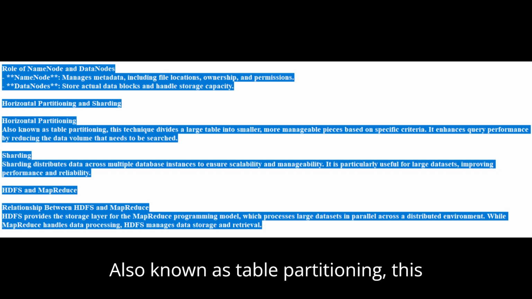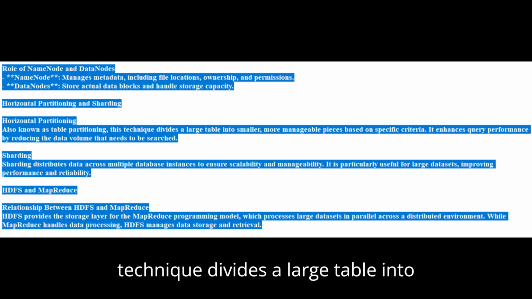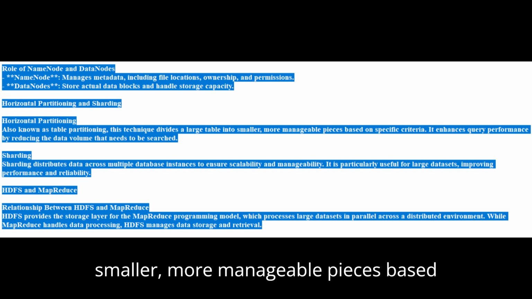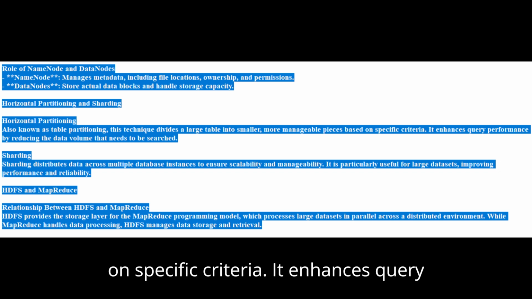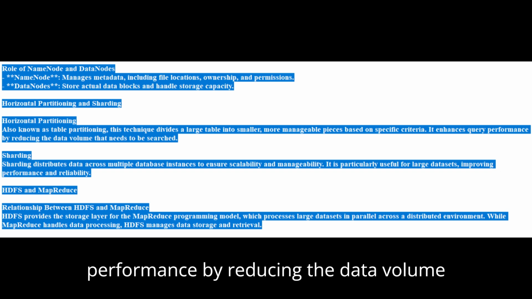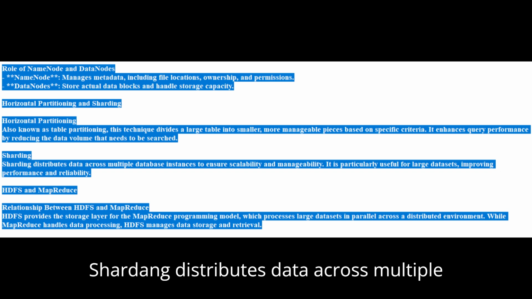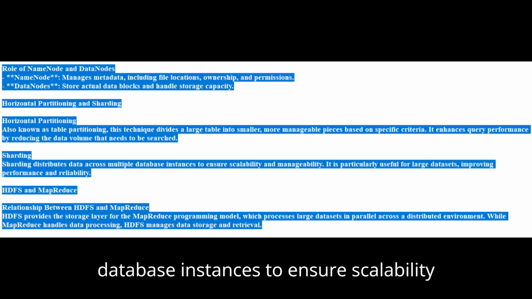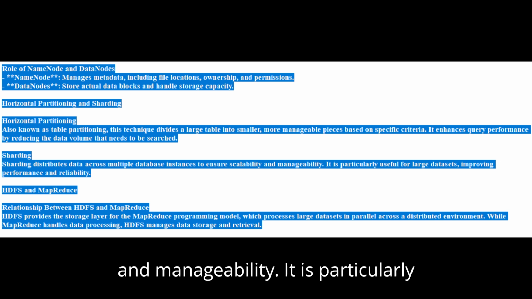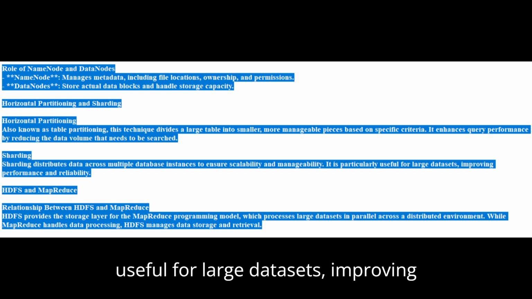Also known as table partitioning, this technique divides a large table into smaller, more manageable pieces based on specific criteria. It enhances query performance by reducing the data volume that needs to be searched. Sharding. Sharding distributes data across multiple database instances to ensure scalability and manageability. It is particularly useful for large datasets, improving performance and reliability.